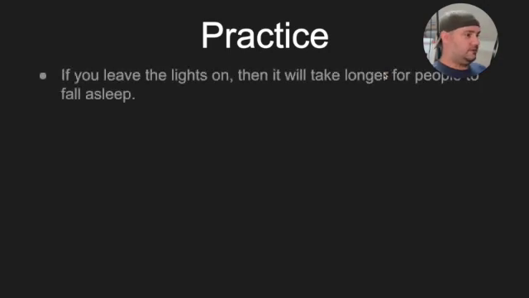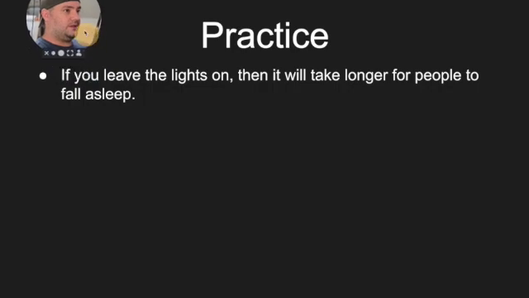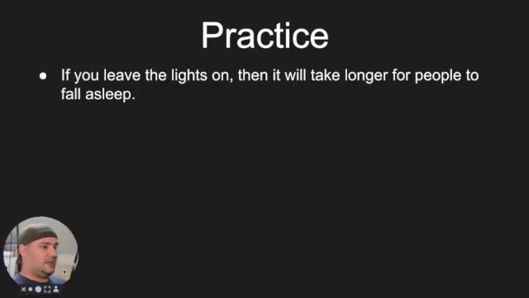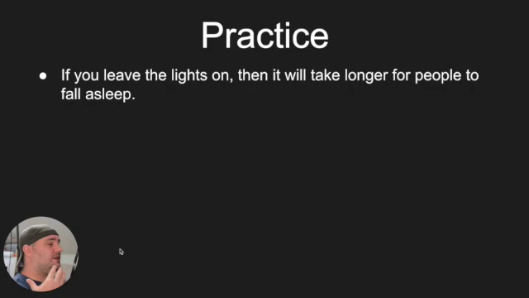Here, let's move my face out of the way. If you leave the lights on, then it will take longer for people to fall asleep. The thing that we're doing is leaving the lights on, so that's our independent variable. The thing we're measuring is the time to fall asleep, so that is our dependent variable, the time it takes for people to fall asleep.